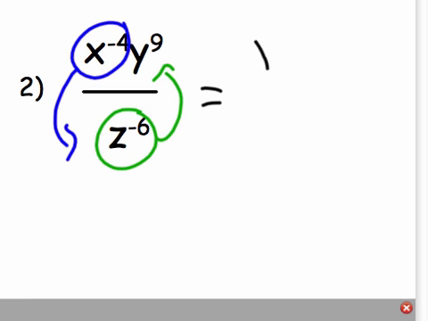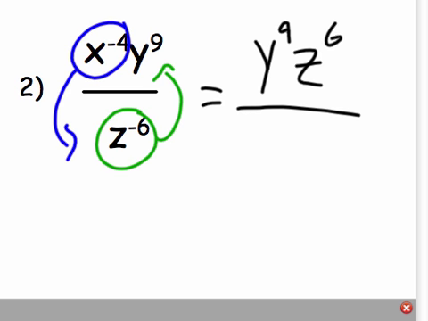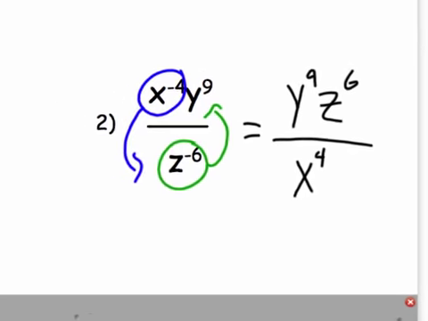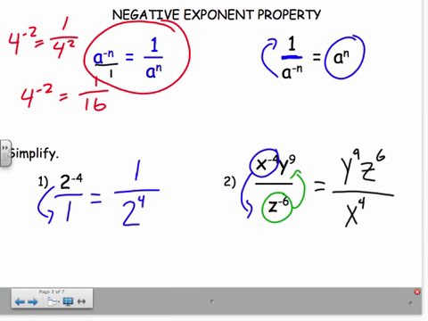So I got y to the 9th still on top, and I just move my z to the negative 6. Well, it becomes positive when I switch the sides, right? And x to the negative 4th becomes x to the 4th. Okay, that's kind of the simple way to think about it. You just got to think back to how it works.